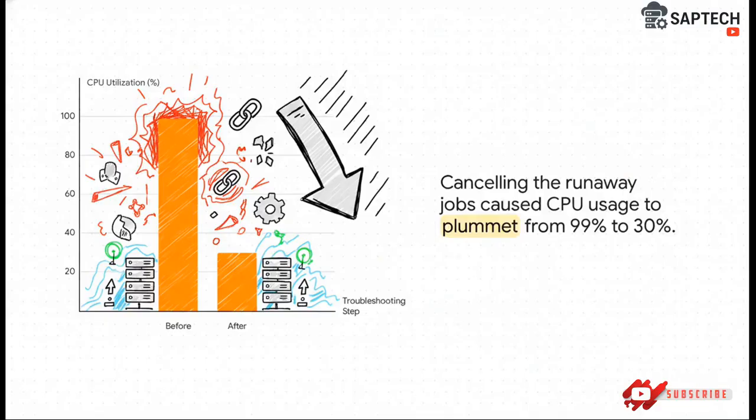And here it is. The proof is in the pudding. Just look at the immediate impact of that simple action. The CPU utilization just plummeted from a critical 99% all the way down to a super healthy 30%. That is a huge, immediate win, and it just goes to show how quickly you can stabilize a system once you find that root cause.